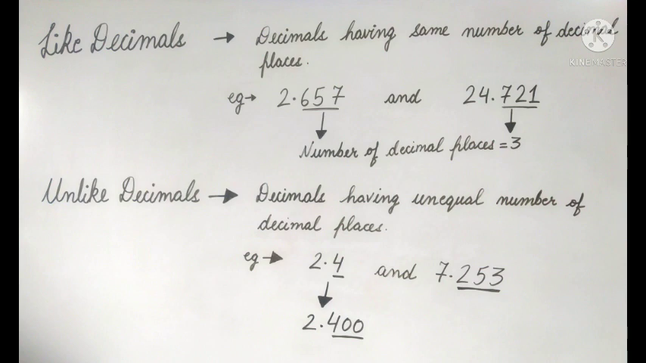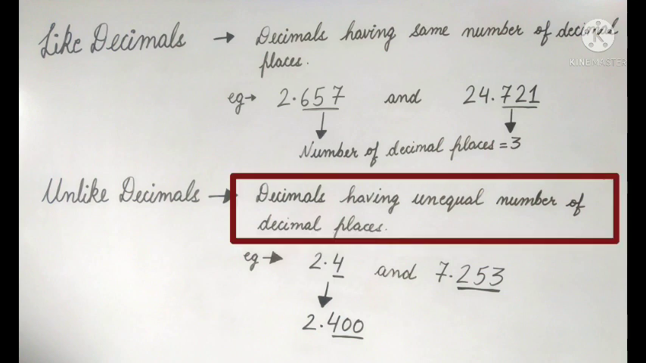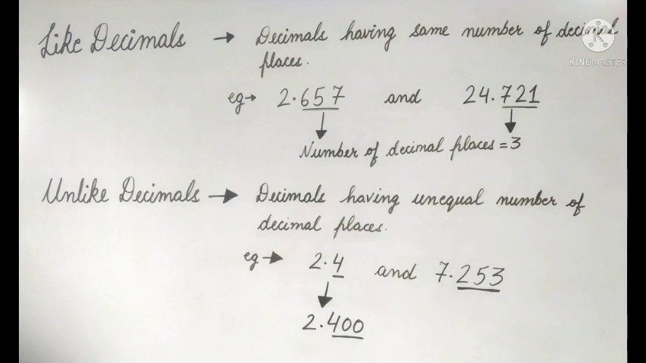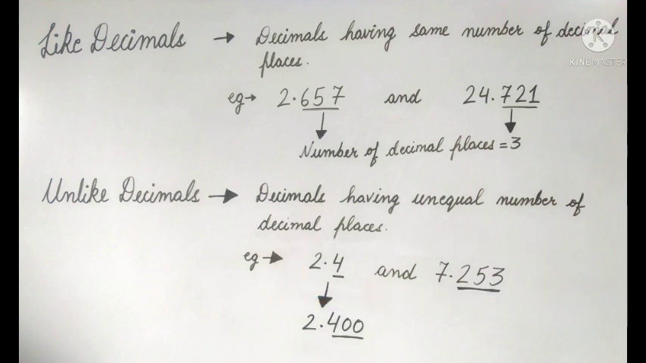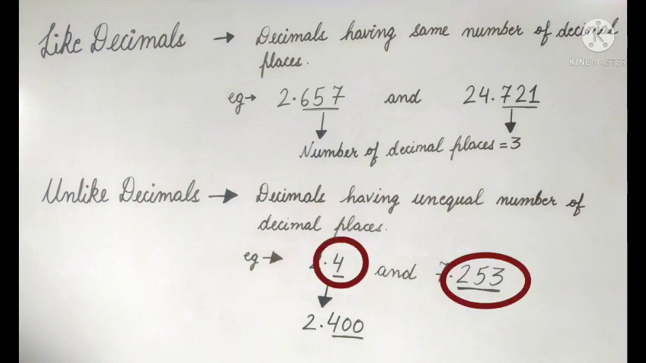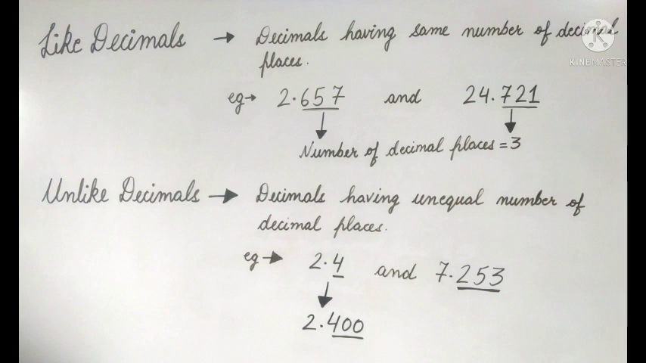Whereas unlike decimals have unequal number of decimal places. For example, 2.4 and 7.253. In these two cases, we can see that the number of decimal places are different. In 2.4 it is 1, whereas in 7.253 it is 3. So these two are unlike decimals.